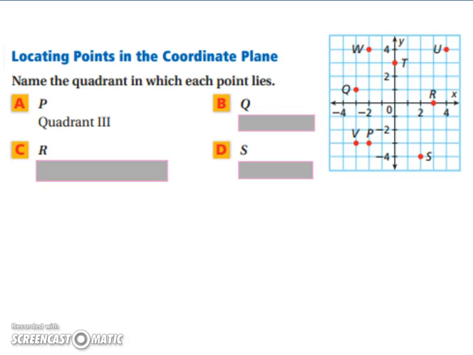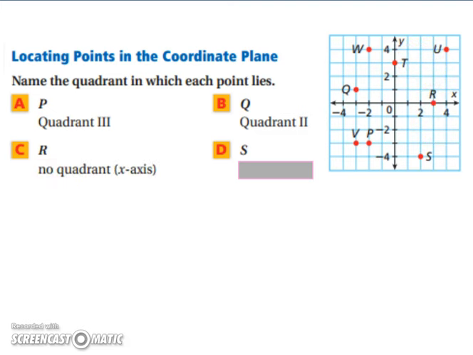Now that you've had a chance to try these 3, let's try them together. Point Q is in the second quadrant. Point R, well, point R is neither in quadrant 1 or 4. So there's no quadrant, it's on the x-axis. For S, S is down here, and that would be in quadrant 4.